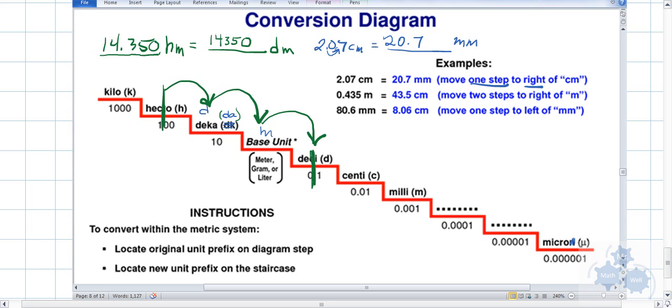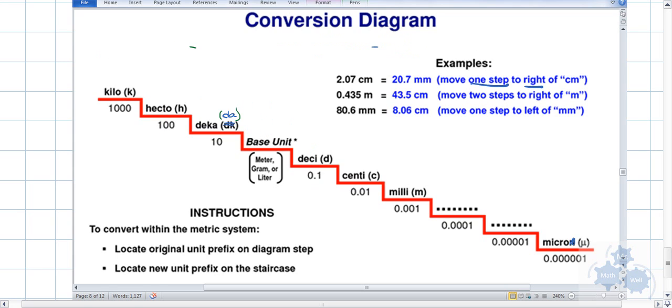Okay, another one. Let's see. Let's erase this stuff here, and I'll just get rid of this to make some room for myself. Let's say we have 351 micrometers. Oh, I just love writing that. Equals how many millimeters? Well, we start on the staircase. We start here. And we have to go up to millimeters. So 1, 2, and 3.